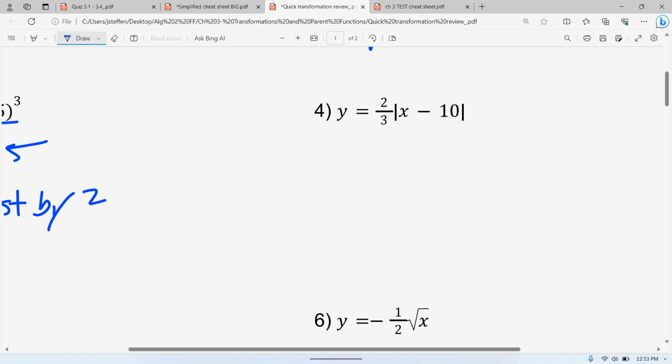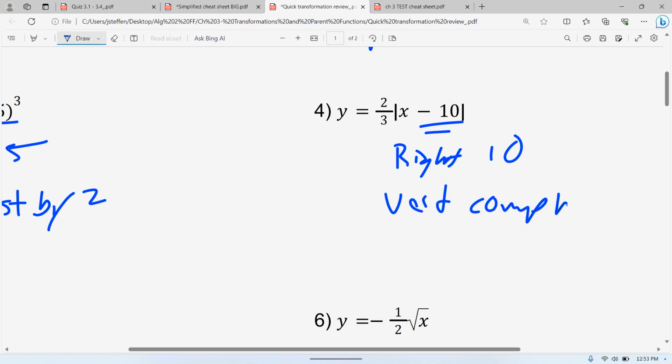Now, same thing, number 4 means we go to the right 10. Sorry, make sure you put right 10. And that 2/3 is a vertical compression by 2/3.